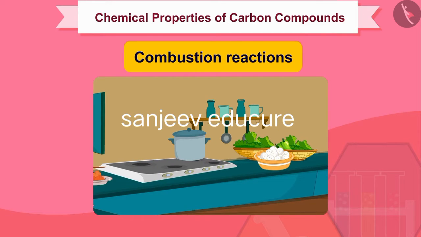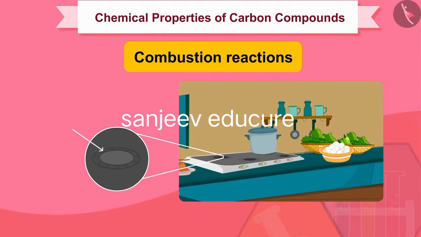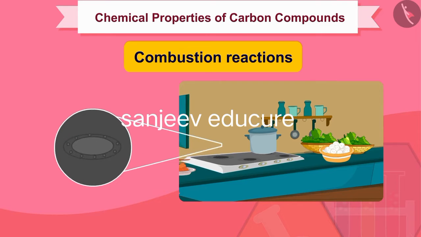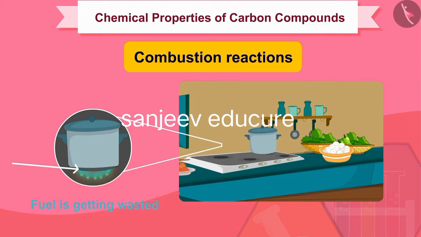The gas or kerosene stove used at home has inlets for air so that a sufficiently oxygen-rich mixture is burnt to give a clean blue flame. If you observe the bottoms of cooking vessels getting blackened, it means that the air holes are blocked and fuel is getting wasted.